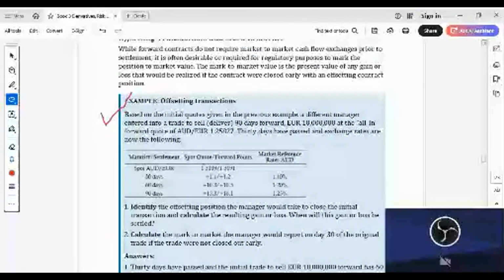Okay, I think this is a mark to market. You have to find out the value of the position. Try it.